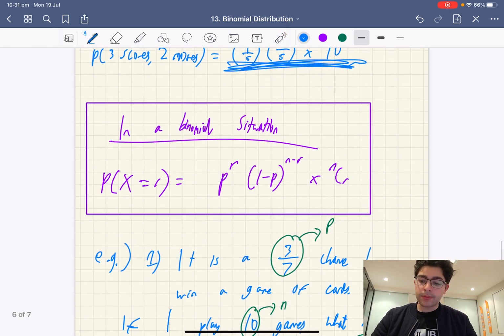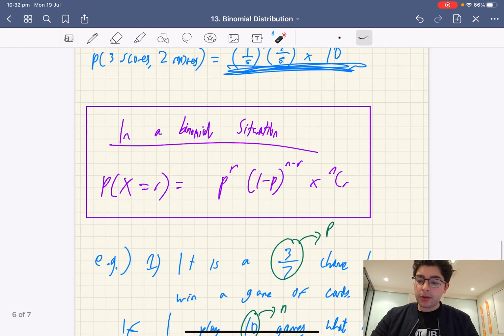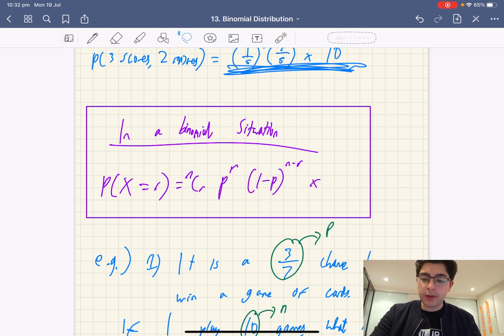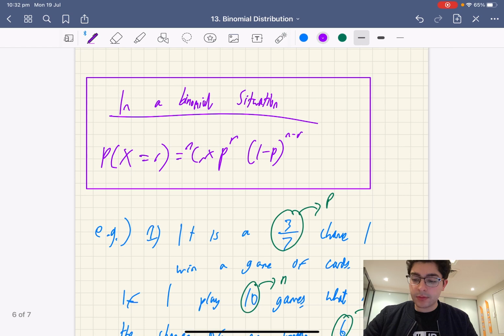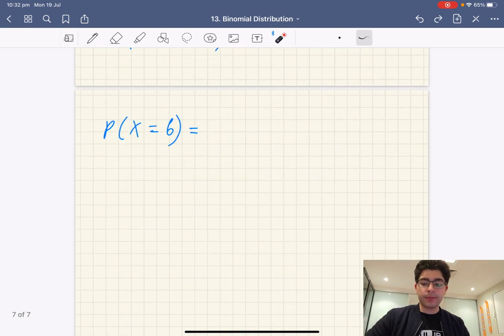Now we go to our formula, the probability that x equals r. We know 6 is our r. We have p to the power of r, 1 minus p to the power of n minus r, times nCr. Conventionally, they usually put nCr at the front, so I'm just going to move that here. I've just changed the formula order, but it doesn't really matter. It's still nCr times p to the r times 1 minus p to the n minus r.